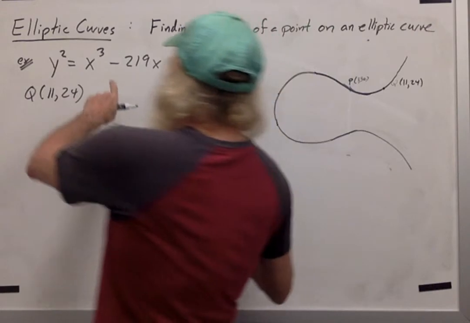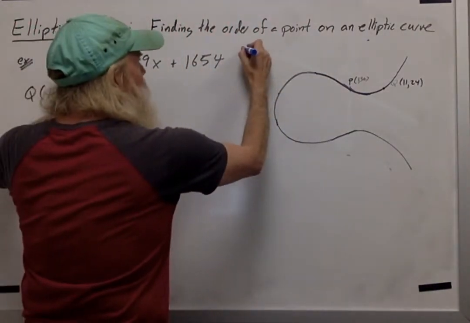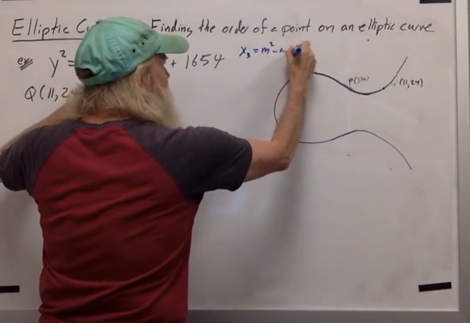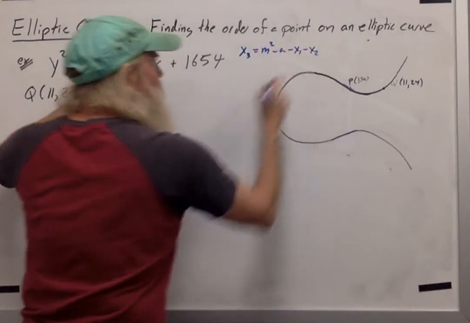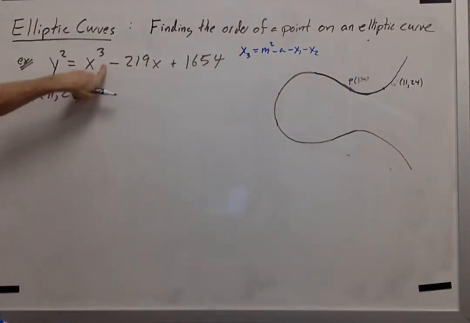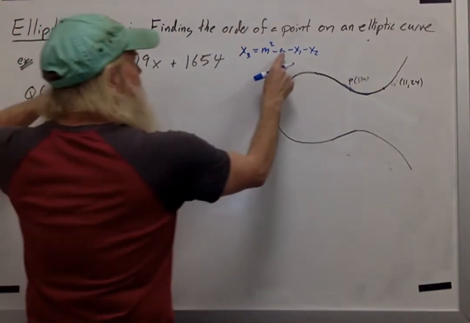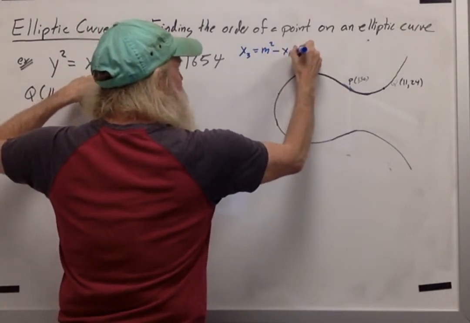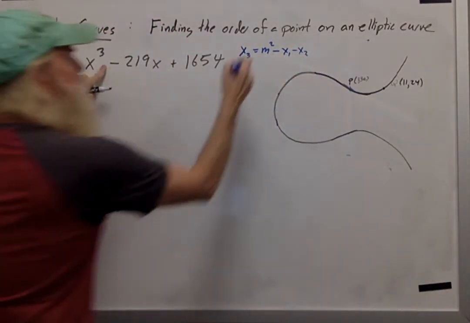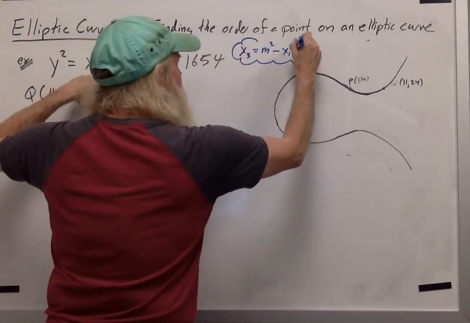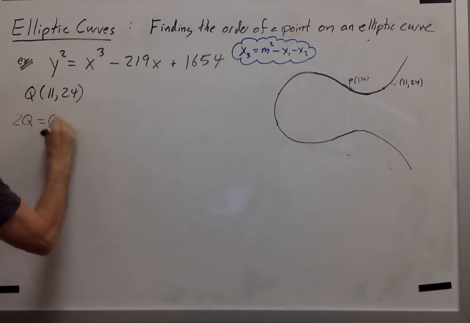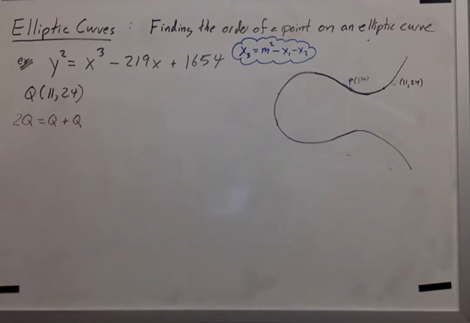Now, as I mentioned in the previous video, the formula for the third point of intersection, x3 equals m squared minus a minus x1 minus x2, is a little bit simpler in this special equation because there's no x squared term, so a equals 0. So we're going to keep using this formula, m squared minus x1 minus x2. Now we have to start by finding 2Q, which will be Q plus itself.